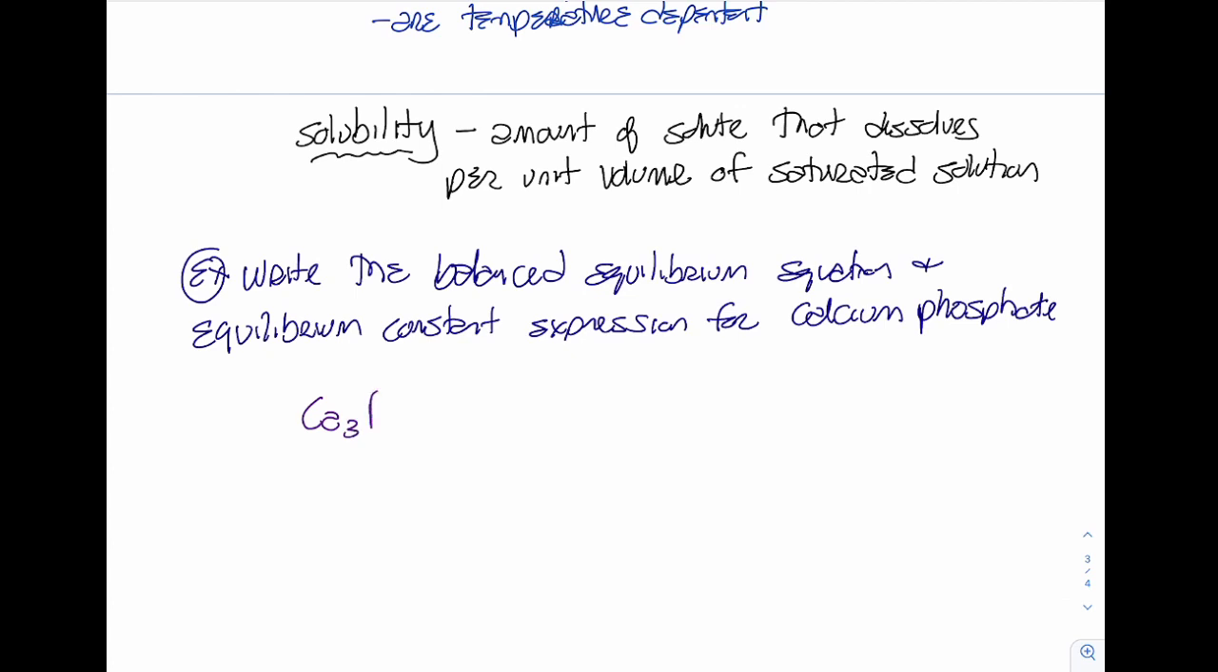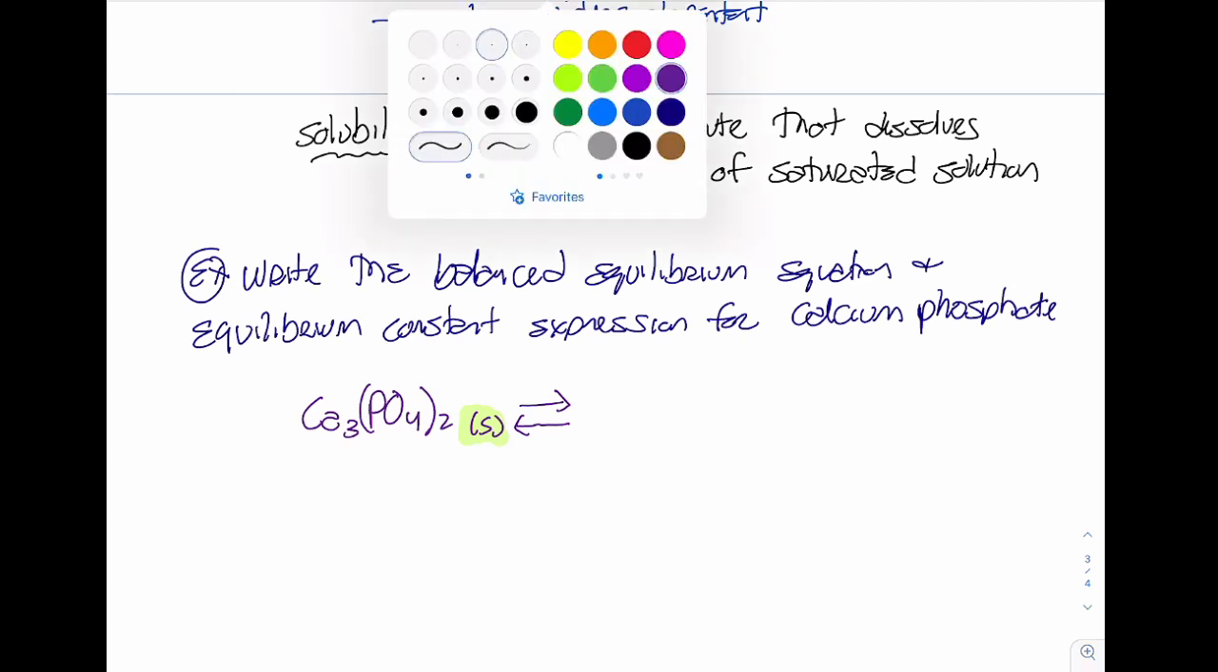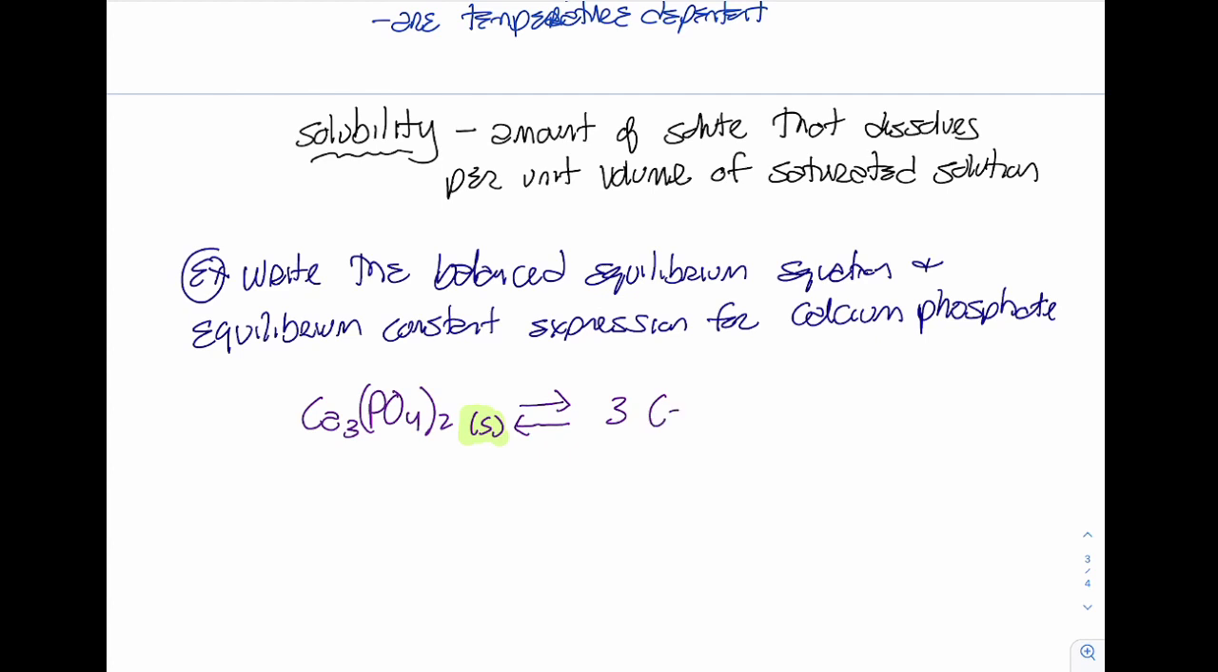So calcium phosphate is going to have this formula. If you use your solubility rules, you are going to find that it's insoluble. We now know that that means it's slightly soluble, but I still am going to put that S after it. This S is going to be important because when we write our equilibrium constant expression, it's not going to be included. So it is important to have that S there. And then it's going to dissociate into 3 calcium ions plus 2 phosphate ions. Again, phosphate was one of those polyatomic ions that you needed to have learned. So again, if you need to go back and review these, please do.